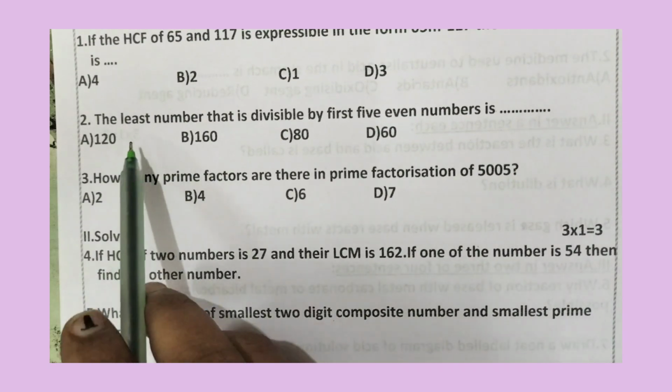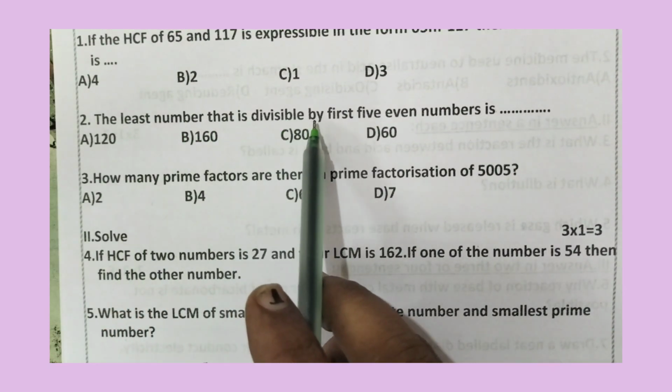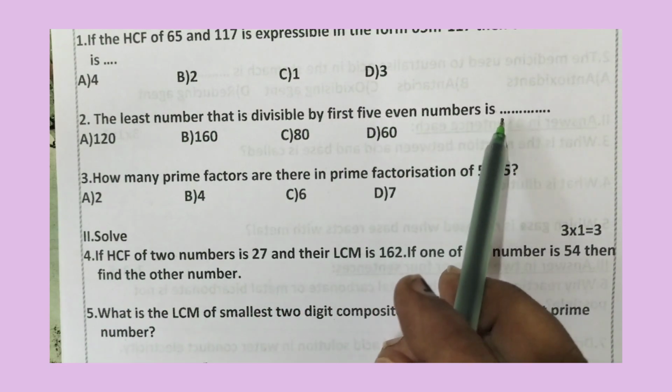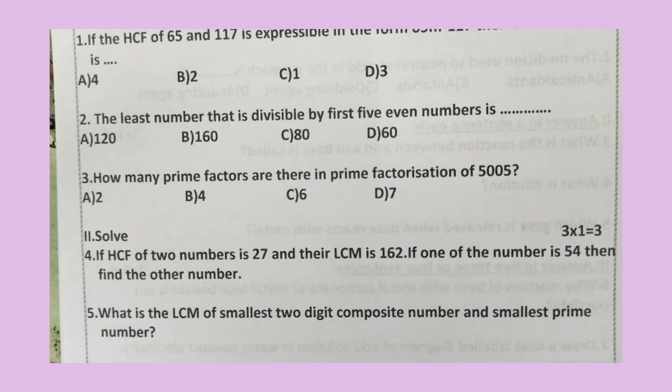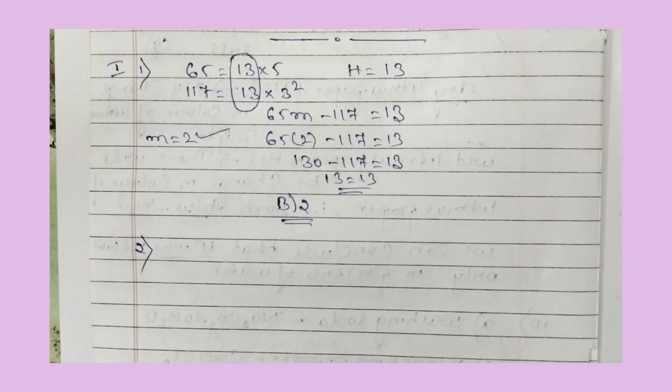Now next, the least number that is divisible by the first 5 even numbers is dash. The least number that is divisible by the first 5 even numbers is dash, that is what is given.